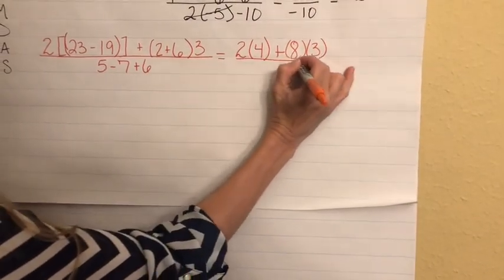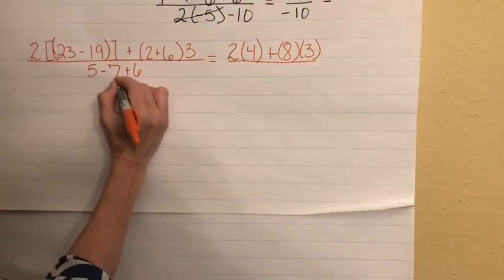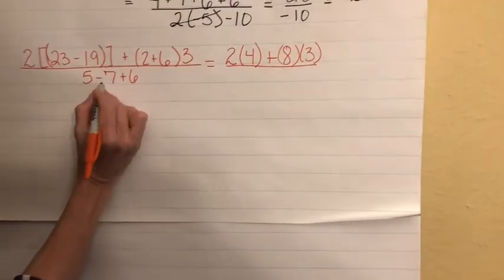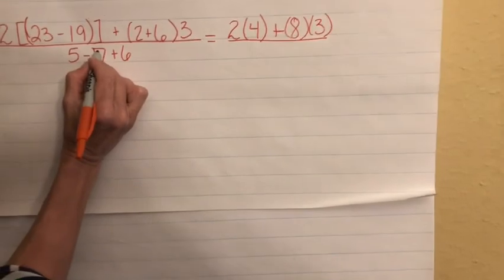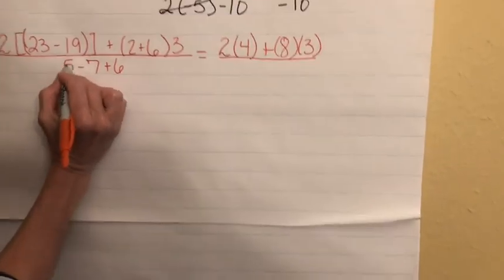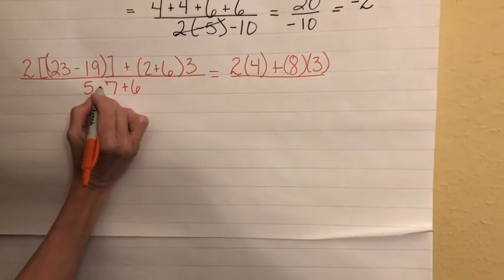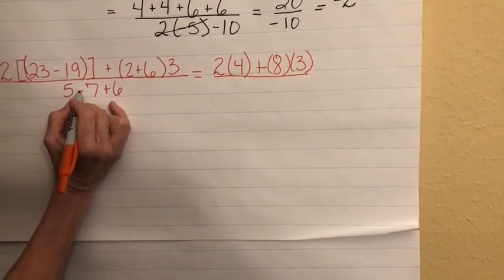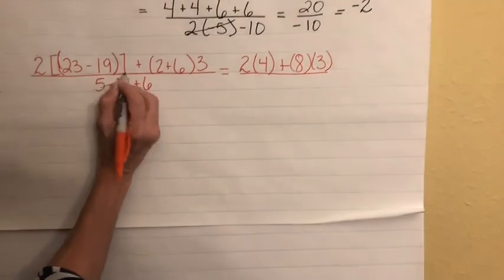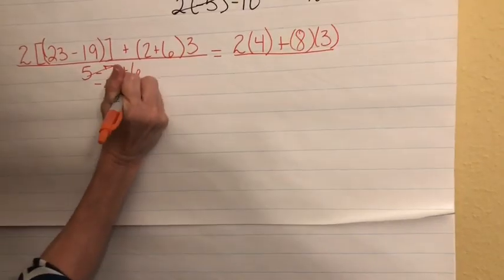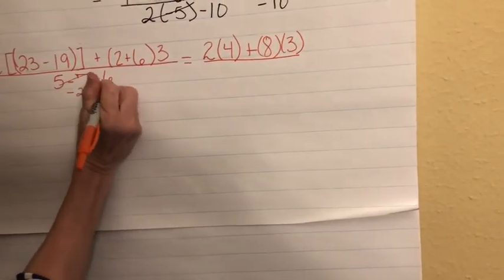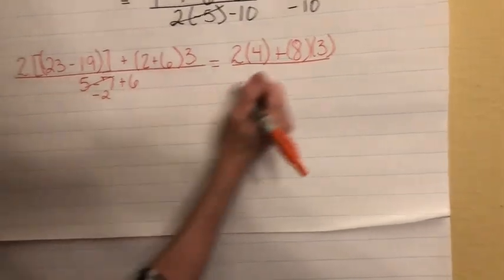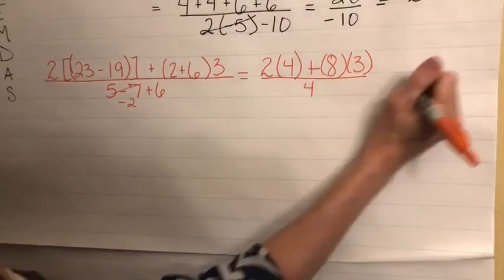And now the denominator divided by 5 minus 7. So 5 is positive and 7 is negative. Remember that negative sign is attached to the 7. Since the signs are different, we subtract, and 7 is larger and it's negative, so we have a -2. So 5 minus 7 is negative 2, plus 6. Once again, signs are different, so we subtract. The larger number's positive, so it ends up being a positive 4.